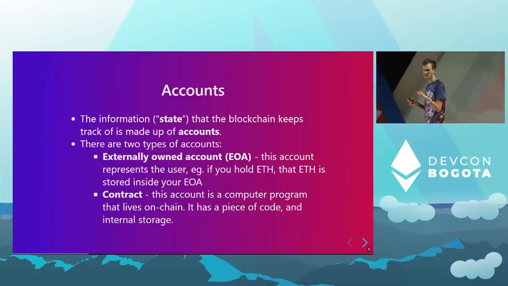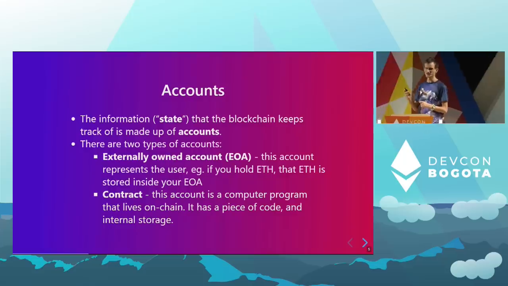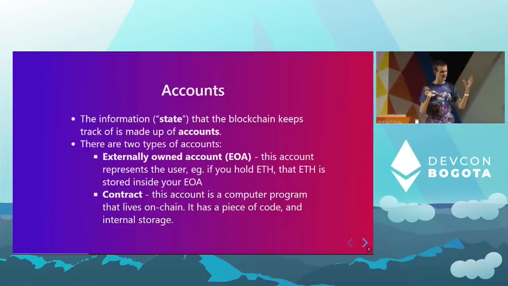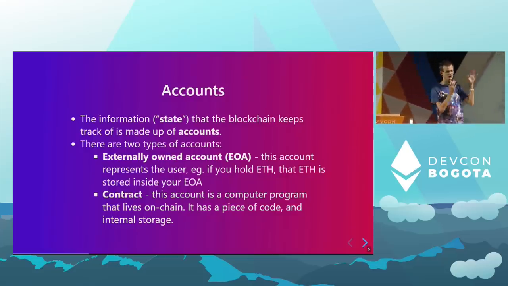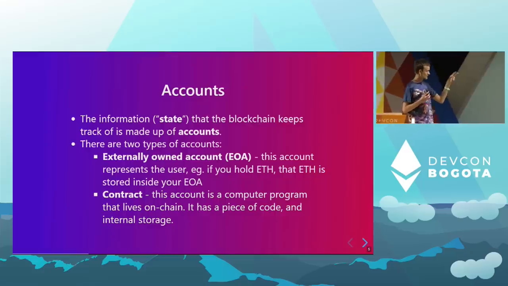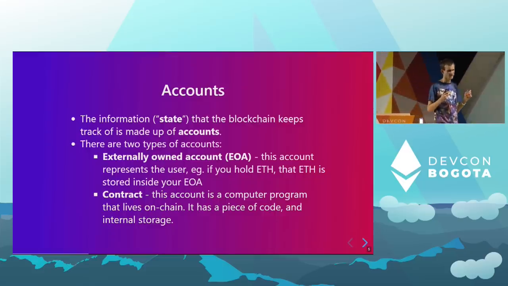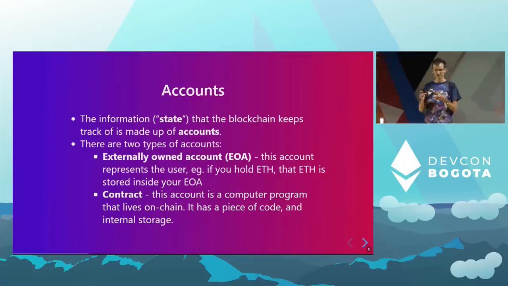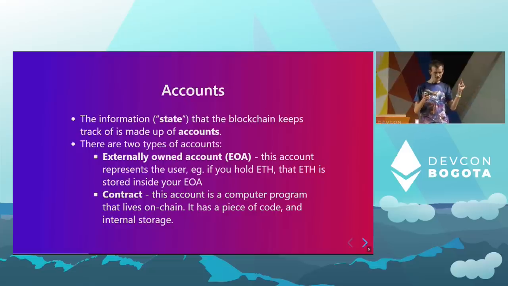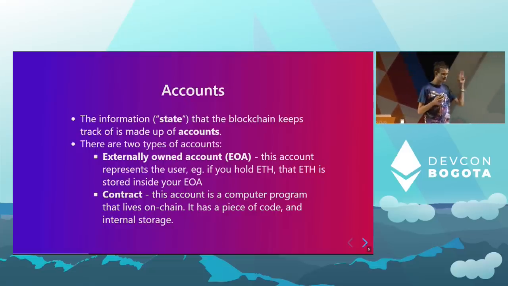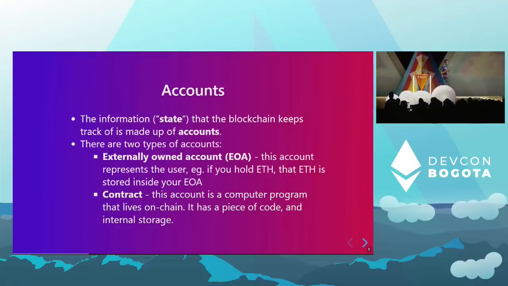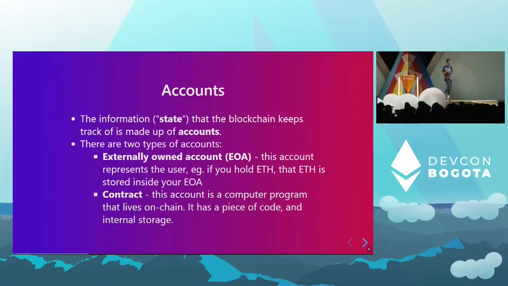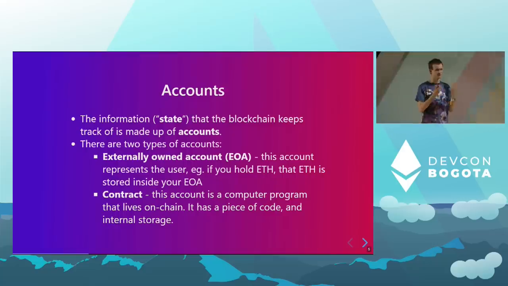The other kind of account is what we call a contract. A contract is like a computer program that lives on chain. The code of that computer program is on chain, so the chain stores the code of the contract. The chain also stores internal storage of the contract, which is like memory that the contract has the ability to update. Contracts are basically how all applications in Ethereum work. An application generally has an on-chain component that controls the business logic of that application, which is generally one or a set of contracts.